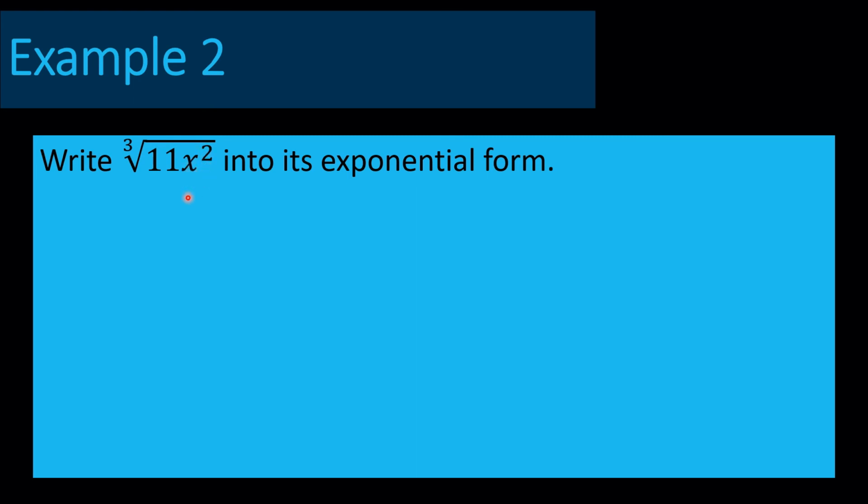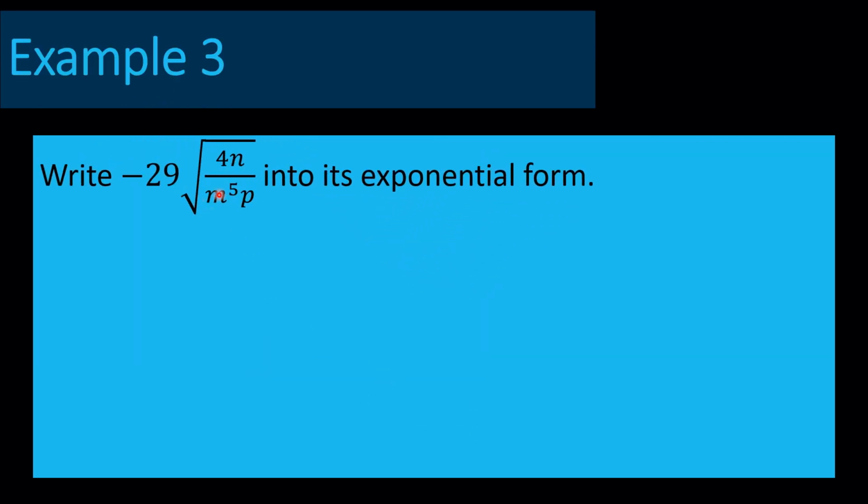So we copy all of this, the 11x squared, and that will become our base. Again, to make it more beautiful, we put parentheses. Of course, that is not the purpose, but our purpose of putting parentheses is to emphasize that we are going to raise all of this into a common exponent. And you look at the index, it is 3, so that will become the denominator of our rational exponent. And since there is no common exponent, automatically it's 1. And that's it.